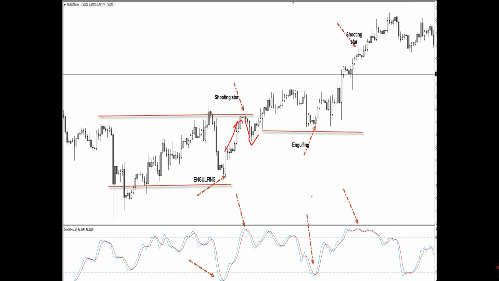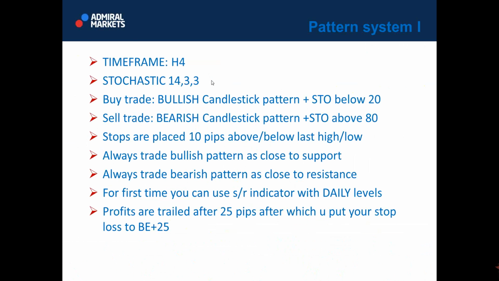Engulfing candle close to support, stochastic below 20, we go long. Shooting star possibly close to some form of resistance, and stochastic above 80, and you see it didn't make many pips, but remember this is the 4 hour time frame, so all of those movements are big in pips. Okay, so that is the most simplistic pattern system.